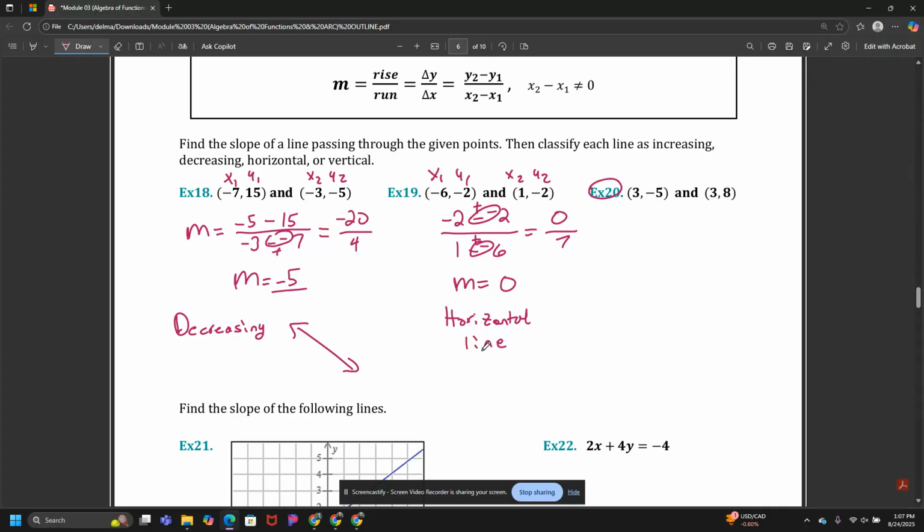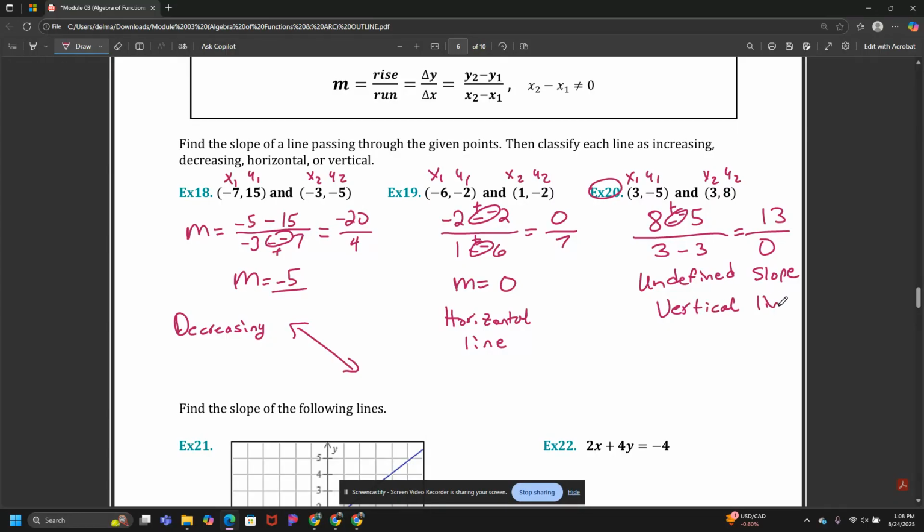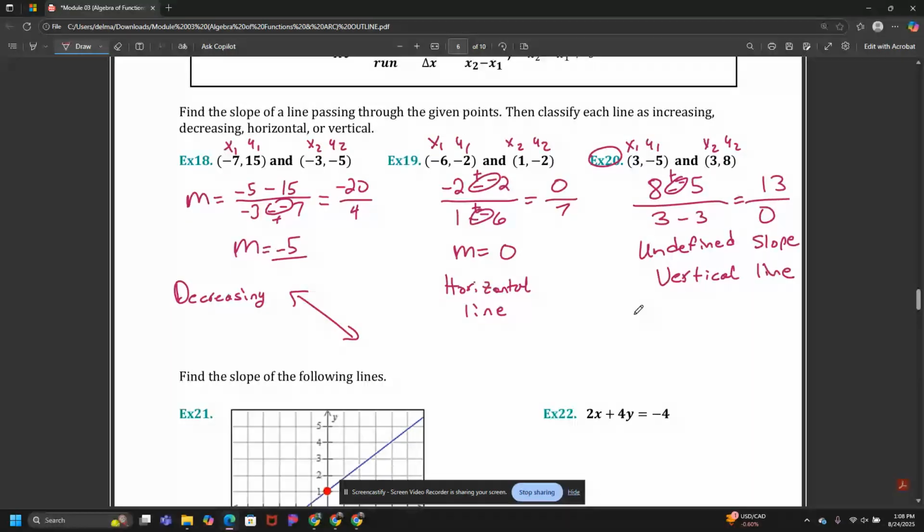Now let me go ahead and do number 20 as well, because number 20 is a vertical line. 8 minus -5, circle those two minuses. 3 minus 3, that's 0, and remember we cannot divide by 0, so that means it's an undefined slope. When we have an undefined slope, we know that it is a vertical line that we are dealing with.